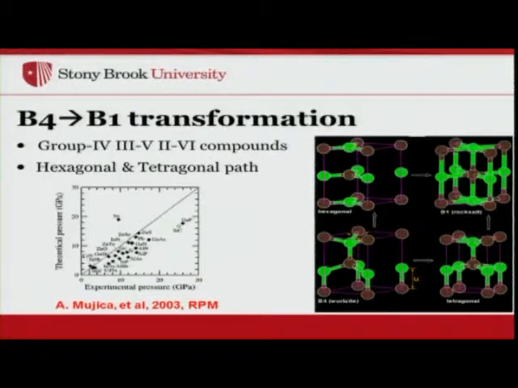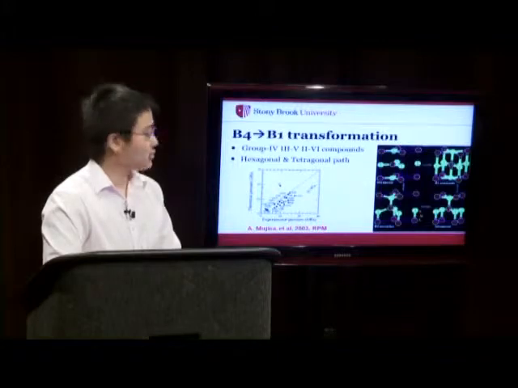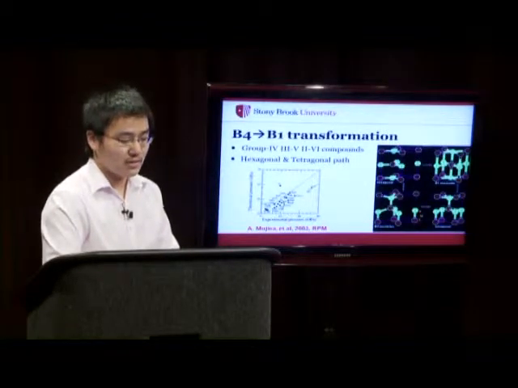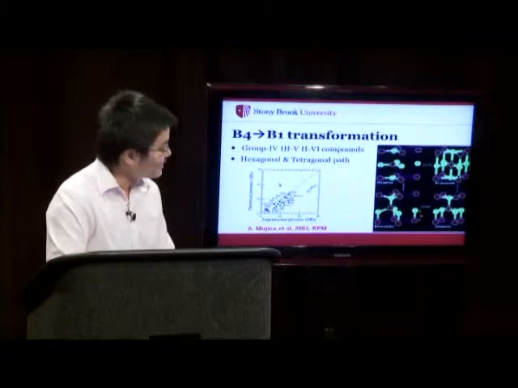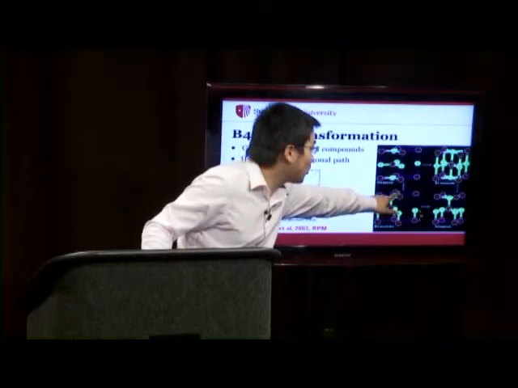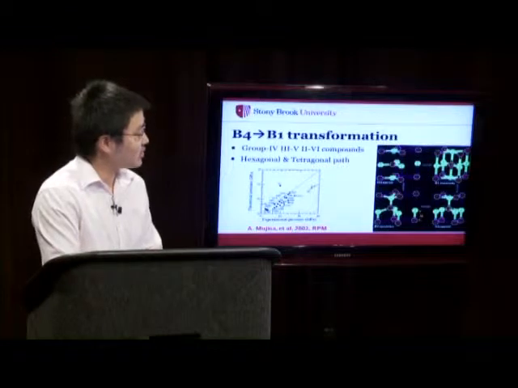First, I would like to apply the VC NEB method to a very common transformation, the B4 to B1. It is very common in group 4, 3, 5, and 2, 6 compounds. People propose two different types of ways for this pathway. The first one we call hexagonal. You can see we have two different parameters to describe this unit cell. The first one is the angle gamma. Another one is the fractional coordinate u.